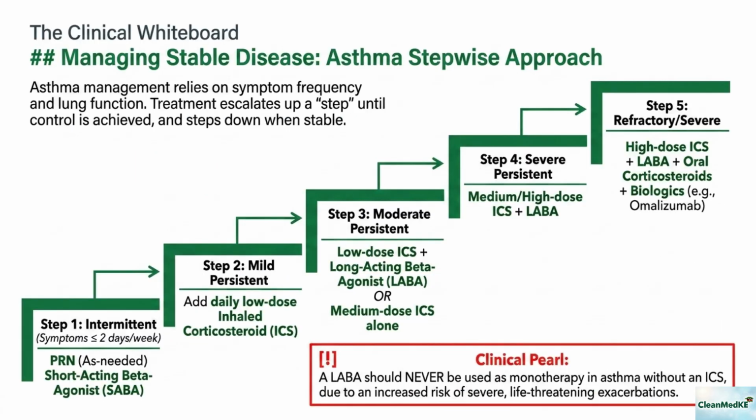Long-term management of asthma follows a stepwise approach. We escalate treatment based on symptom frequency, moving from as-needed SABA for intermittent symptoms to adding low-dose ICS for persistent cases. In severe, refractory cases, we might use high-dose ICS, LABAs, and even biologics. A critical clinical pearl to remember: a LABA should never be used as monotherapy in asthma without an ICS, as it significantly increases the risk of life-threatening exacerbations.